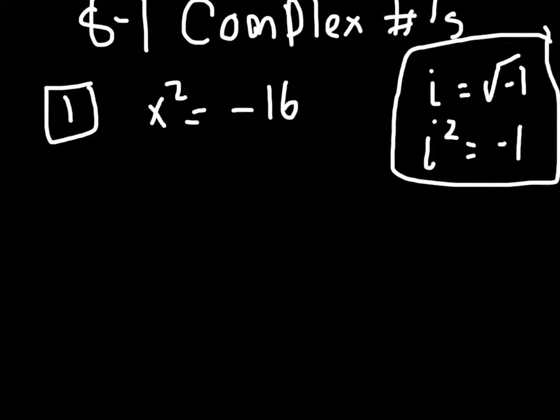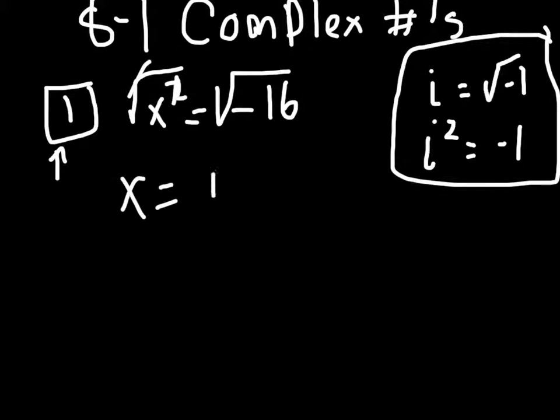So the first problem here, example number 1, you're going to solve for x the same exact way you solved for x in the past. Since it's x squared, to get rid of a square, you square root both sides. So the square and the square root cancel, and you get x equals, don't forget, whenever you take a square root, you get a plus or minus answer. Now, you get the square root of -16.